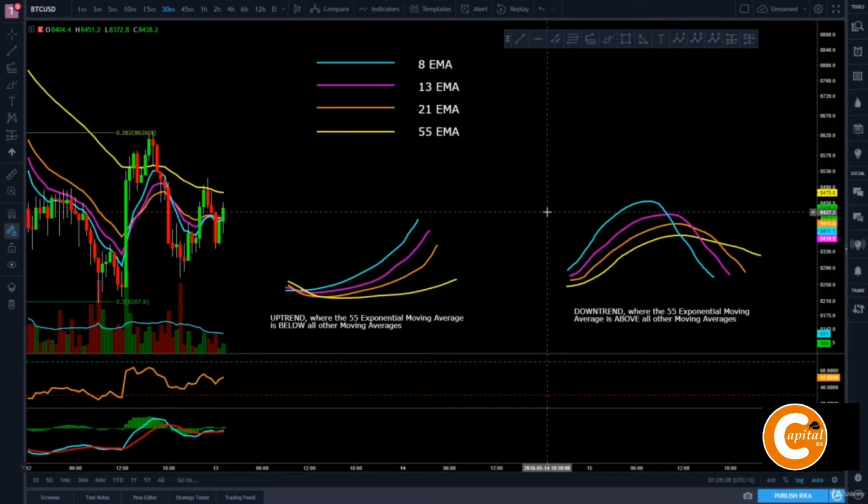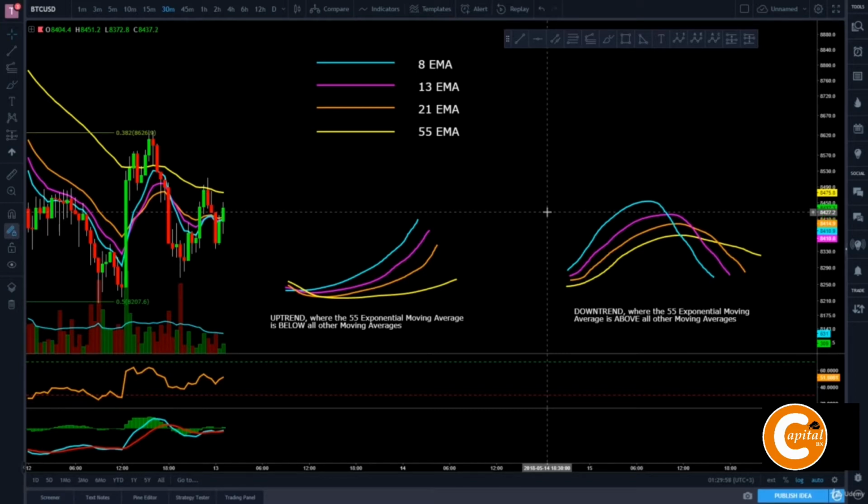So what the moving average does is an indicator that helps smooth out the price action. The exponential moving average is known as a lagging indicator because it is based on past prices, so it's not the best indicator to use by itself, but when you combine it with a lot of other indicators, it's very powerful.